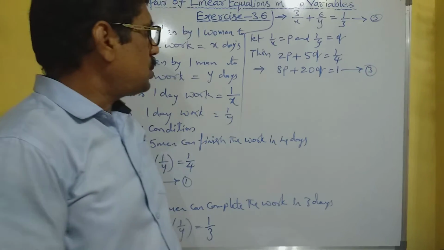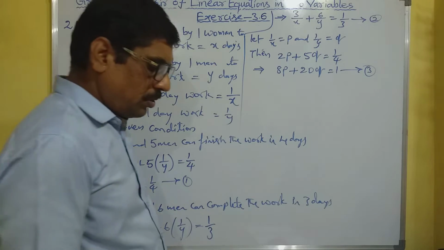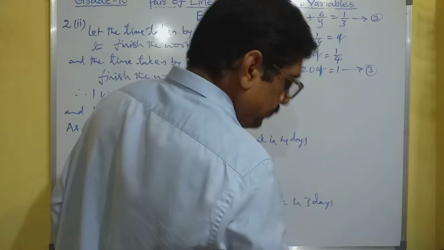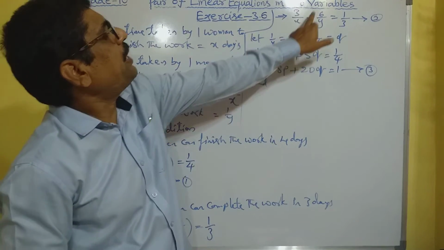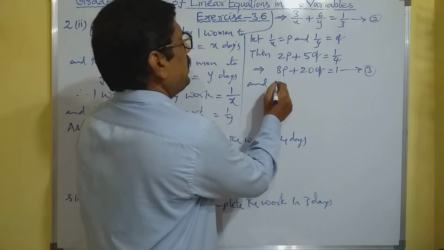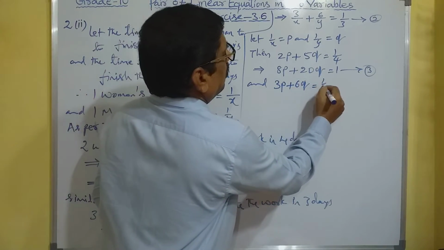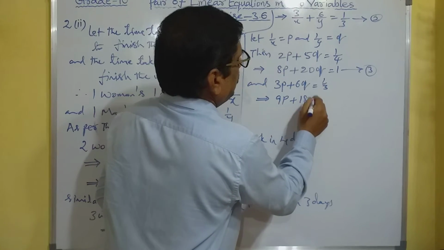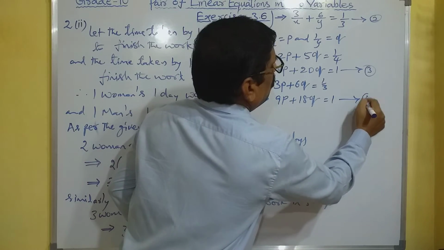So this is the third equation. What is the third equation? 8p plus 20q is equal to 1. Okay. Now what is the second equation? 3 by x plus 6 by y is equal to 1 by 3. Means 3p plus 6q is equal to 1 by 3. If you multiply with 3, 3 3s are 9p, 3 6s are 18q, 3 into 1 by 3 is 1. Say this is the fourth equation.